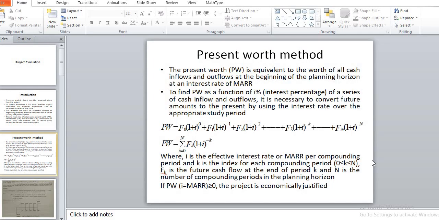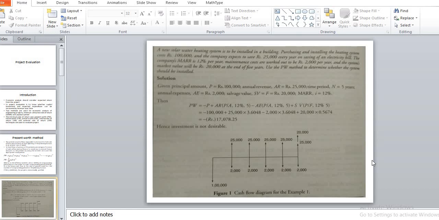Some examples based on this present worth method are like this. So this is the example.